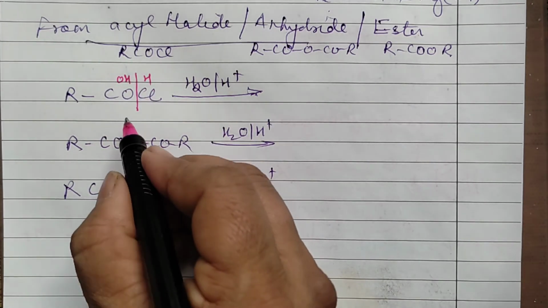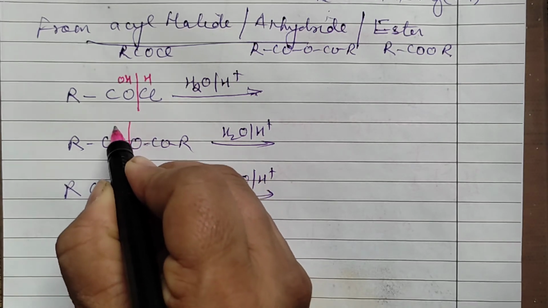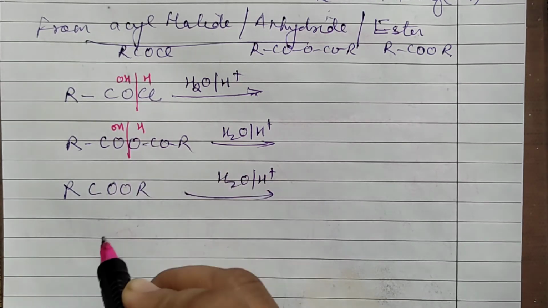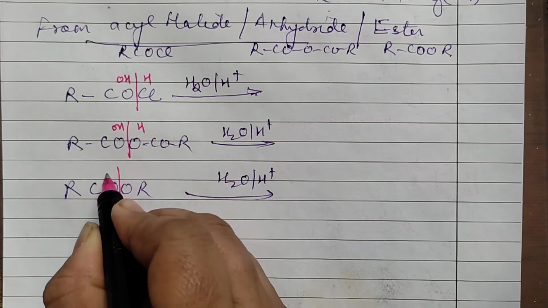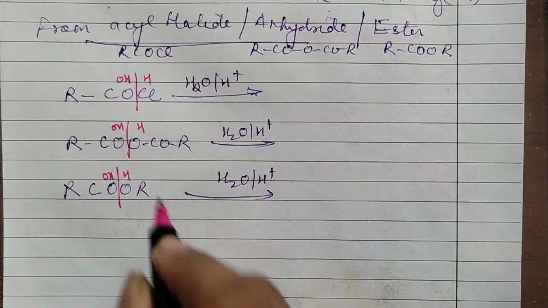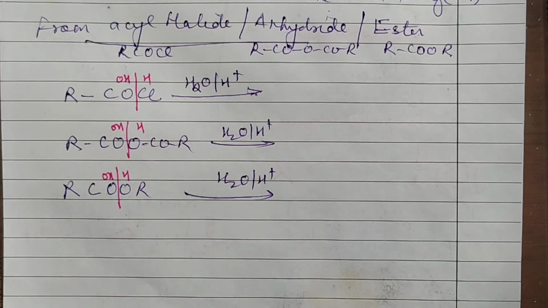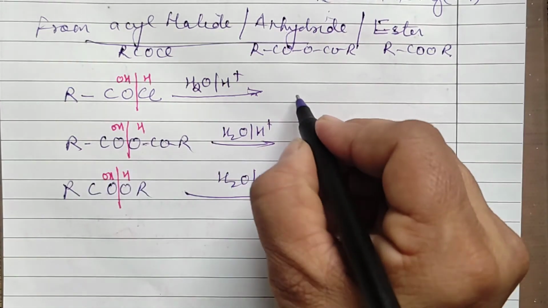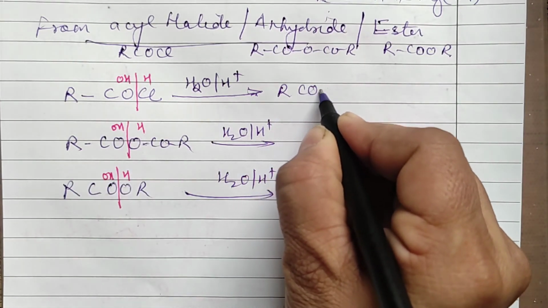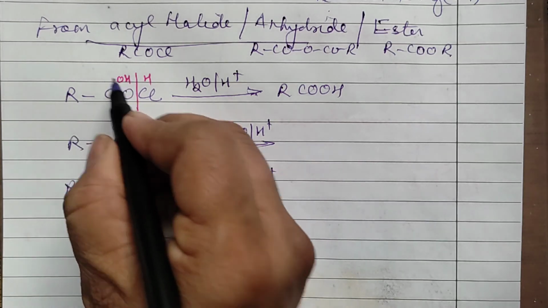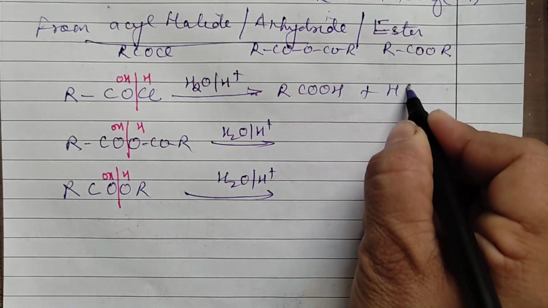Same way, you can break the bond here. You will have here OH and H. Same way here, break the bond here, OH and H. So what all things are formed, you can just see here. We have to just copy down from here. RCOOH, that is this part, plus HCl you are getting.